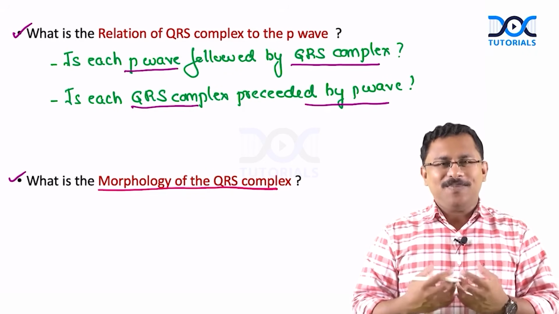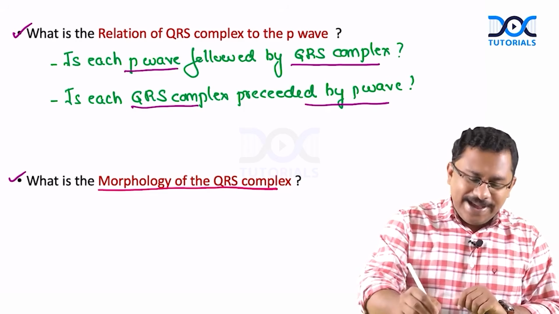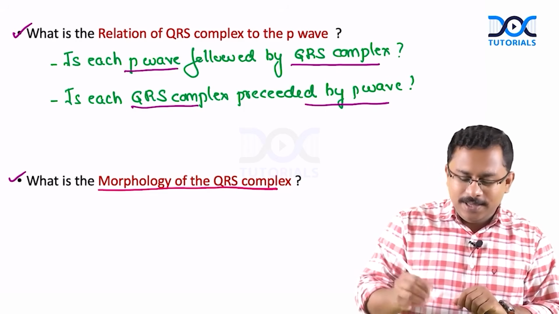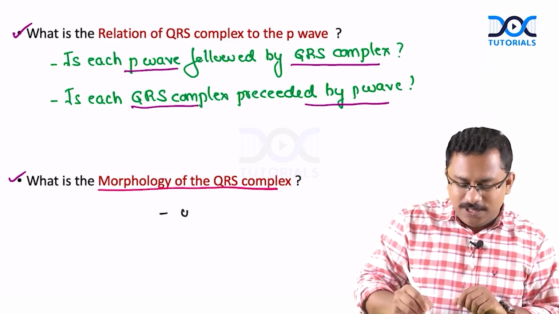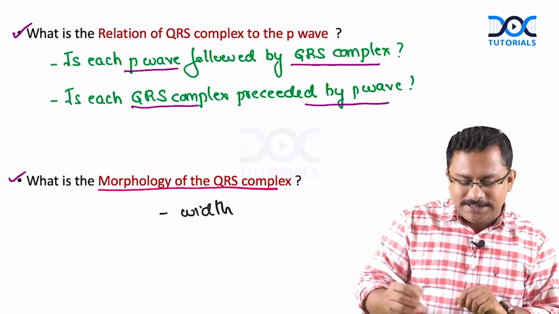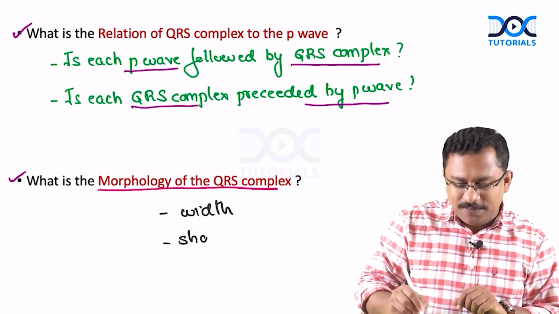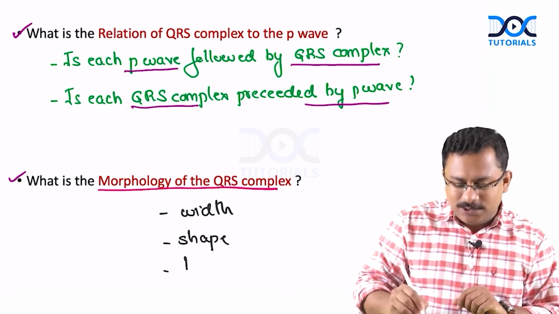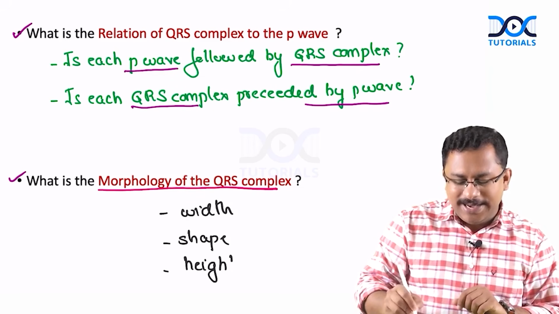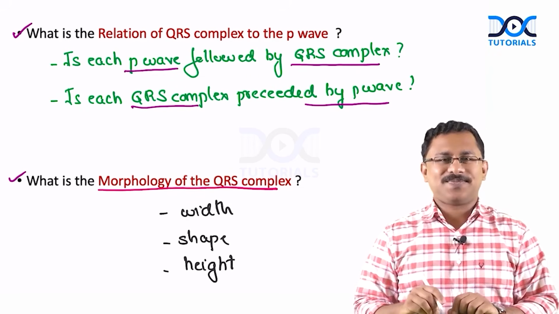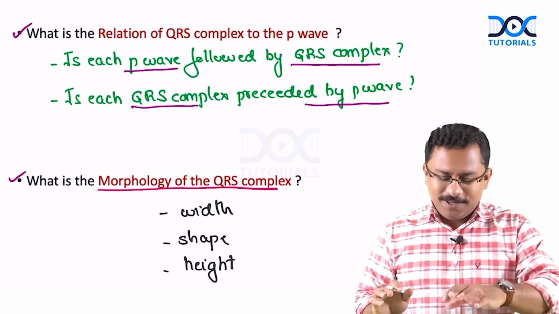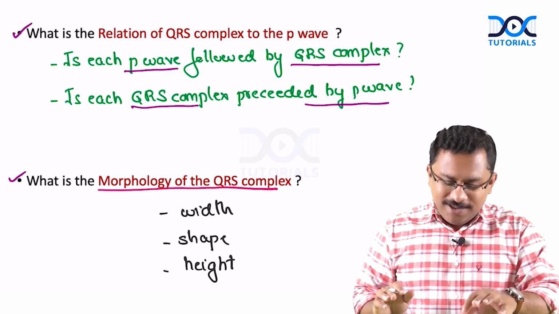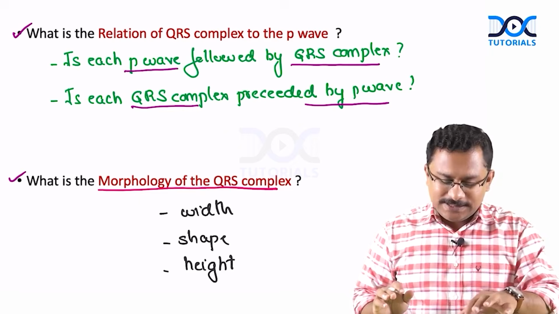So QRS complex, when you say morphology, you have to look into the width of the QRS complex, the shape of the QRS complex, as well as the height of the QRS complex. Okay, these are very, very important. Now moving on to the morphology of QRS.